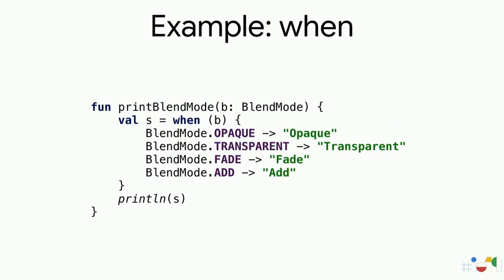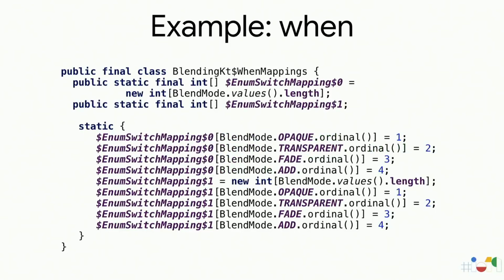So what happens if we create another method in our code that does another when on the enum? We do a when in the same order. We switch over all the values of the enum. If we go back to the generated class, we can see there's a second array that was generated. And it's also populated with enum values and some magic constants by the compiler. And actually, you can see that those two arrays are exactly the same. They have the same length, and they contain exactly the same mappings.